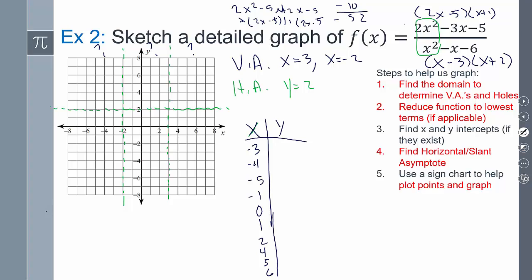And remember, for example, -3, I'm plugging in -3 in for x. So that's what we need to do. Just plug in -3 in for x. So you're going to get 3.66.